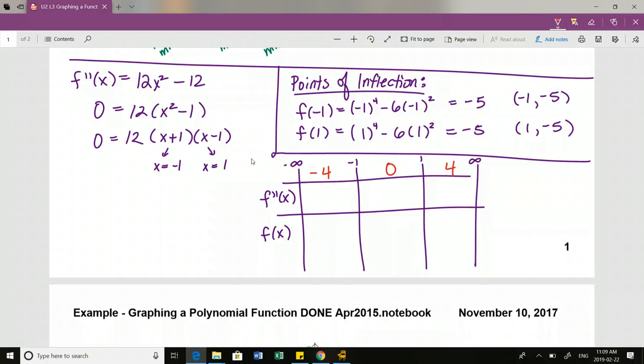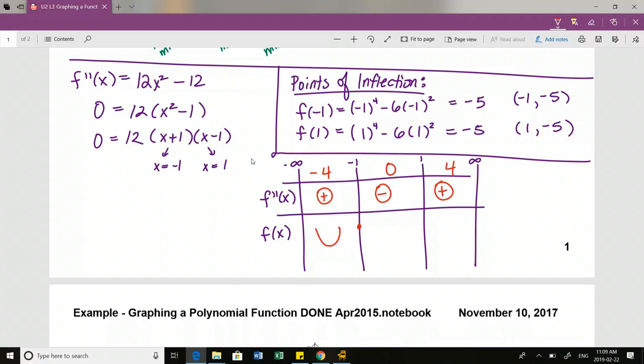Okay, so I chose some test values between those intervals, and I'm plugging them in not to my original function, but to the second derivative to see whether we get positives or negatives here. So I think we get positive, and then negative, and then positive. Positive tells me not increasing or decreasing, it tells me concave up. So it tells me this for that section.